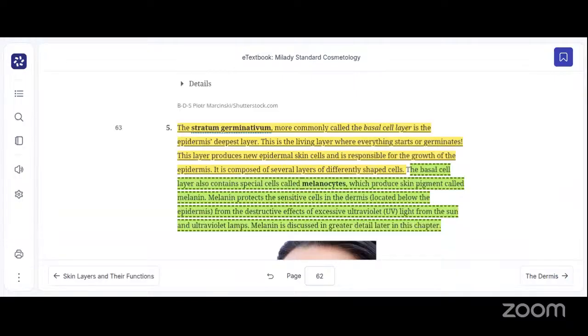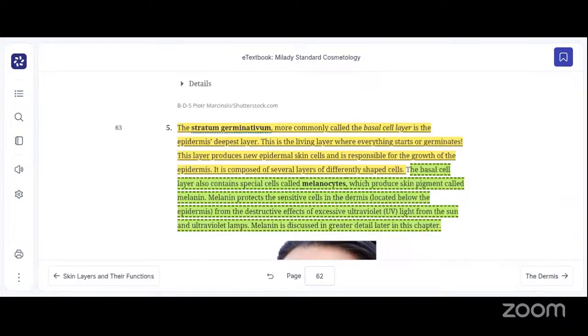All right, so here we go. The basal cell layer contains special cells called melanocytes. Melanocytes: melano is melanin, your skin color, your skin pigment. Cytes means cells. So melanocytes are skin pigment cells. It gives each one of us our color to our skin. Okay, the only people that do not have color to their skin are Europeans. Everybody else has color to their skin.